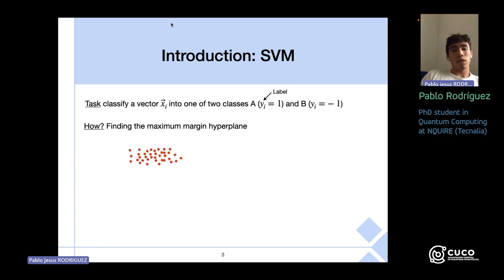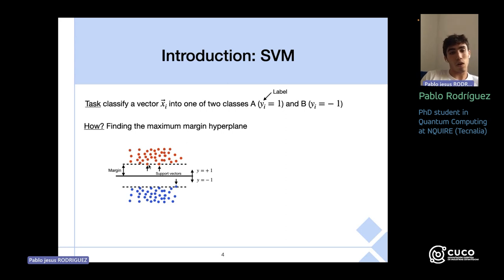So we consider two different kinds of points. For example, we could separate these points with this plane or with this plane, but the goal is to find the plane which maximizes the separation between these two clusters of points. In this case, this would be the maximal margin hyperplane. On one side of the plane we have one class, and on the other side we have the other class. The margin is maximized, and the points that lie on the margin are the support vectors.